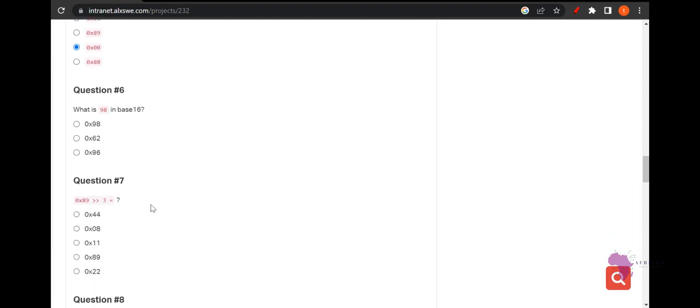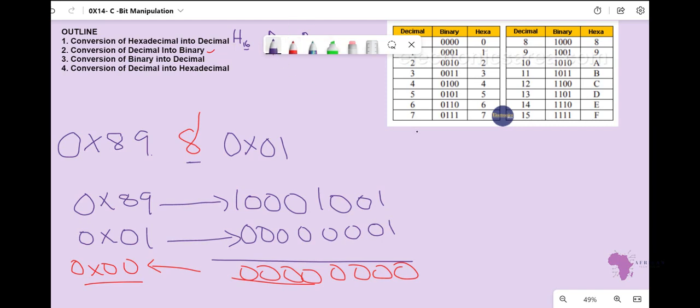Now let's get to number 6. Number 6 is giving us 98 by 16. So we have been given 98, which is in base 10, and we are to calculate it in base 16. How can that be possible? We divide 98 by 16, which goes 6 times, and the remainder will be 2.